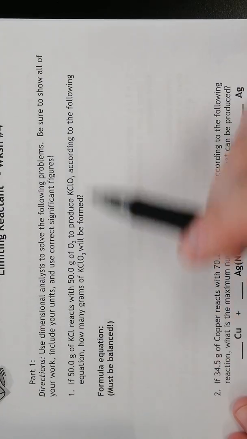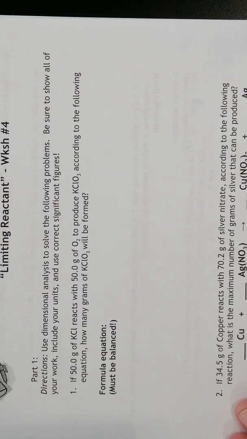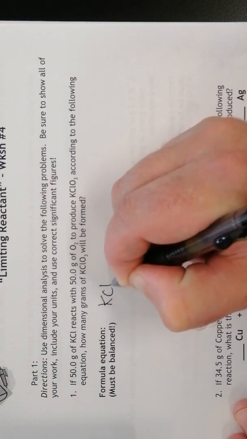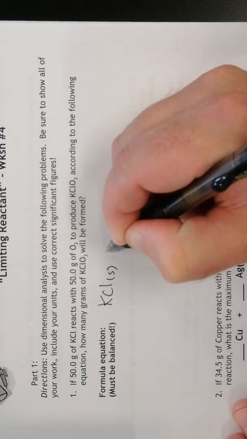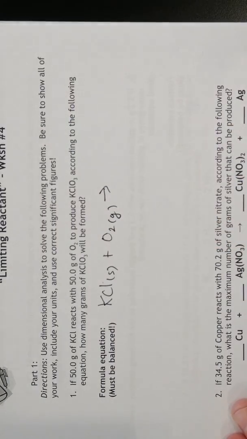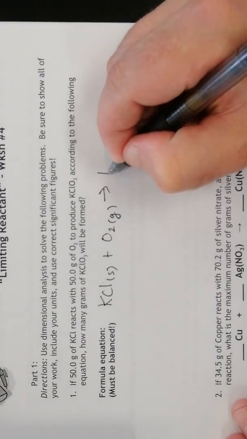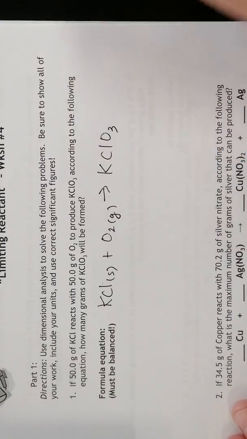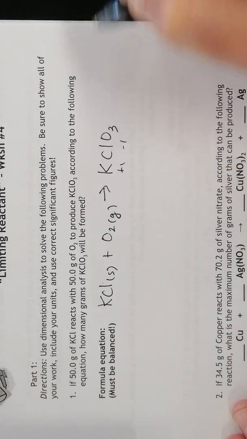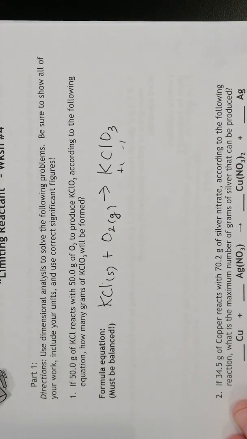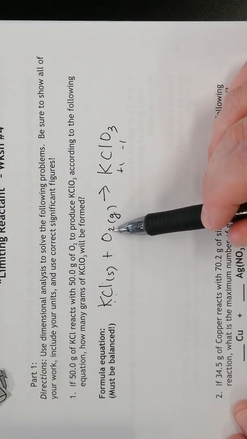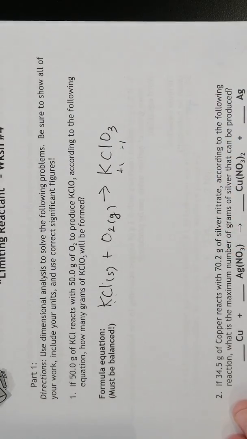So, we need to have an equation to start off with. It's telling me I've got potassium chloride, I'm going to guess that's a solid, plus O2, which is a gas, and I'm going to make potassium chlorate. Potassium's got a charge of +1, chlorate's got a charge of -1, so that's fine. 1 potassium, 1 potassium, 1 chlorine, 1 chlorine. 2 oxygens, 3 oxygens. It's not balanced.